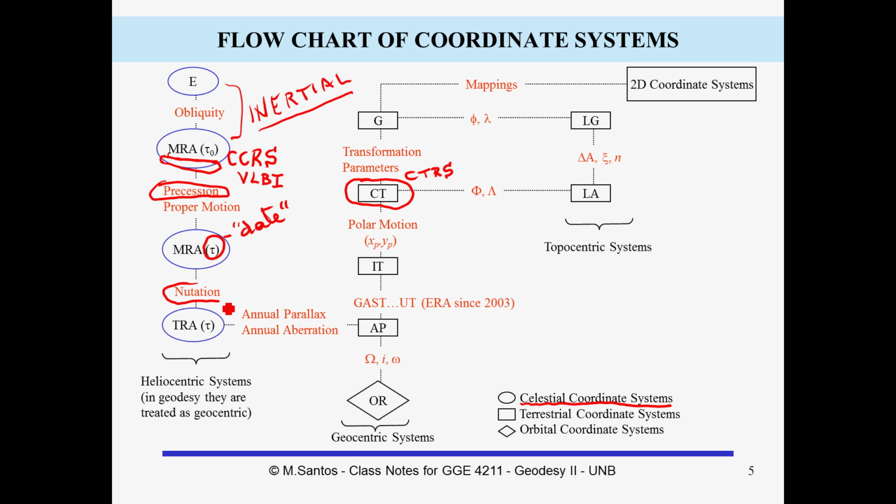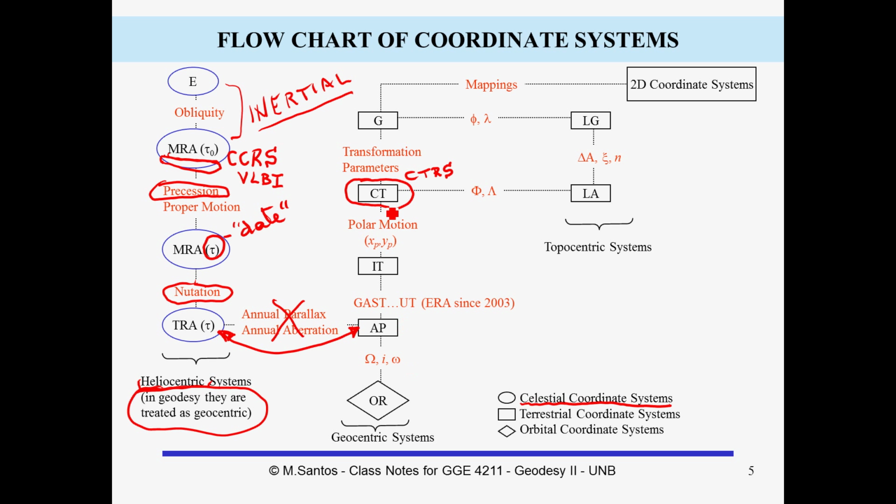And if we now take into account nutation, we have the so-called true right ascension system. Now, all these celestial systems are defined as heliocentric, which means their origin is at the barycenter of the solar system, which is very near the center of mass of the Sun. But in geodesy, they are treated as geocentric because our origin will be the center of mass of the Earth. When we do that, there is no difference between the true right ascension system and the system of apparent places, which means that they coincide.